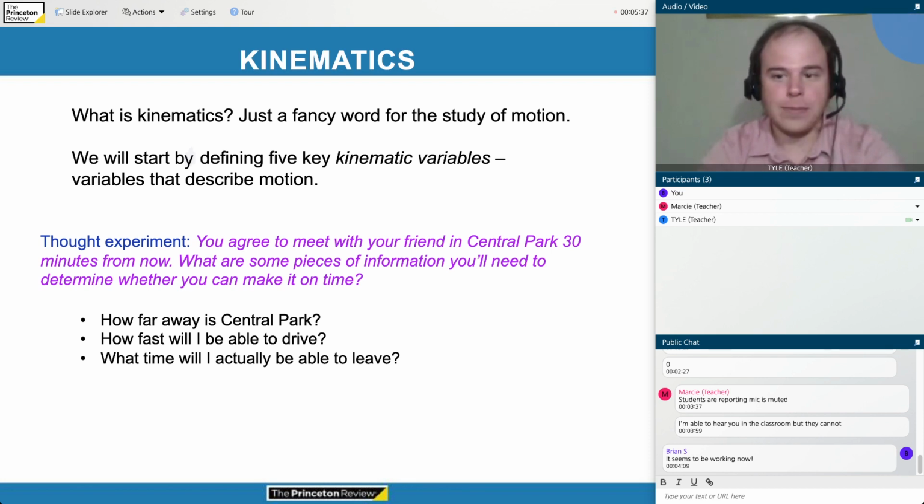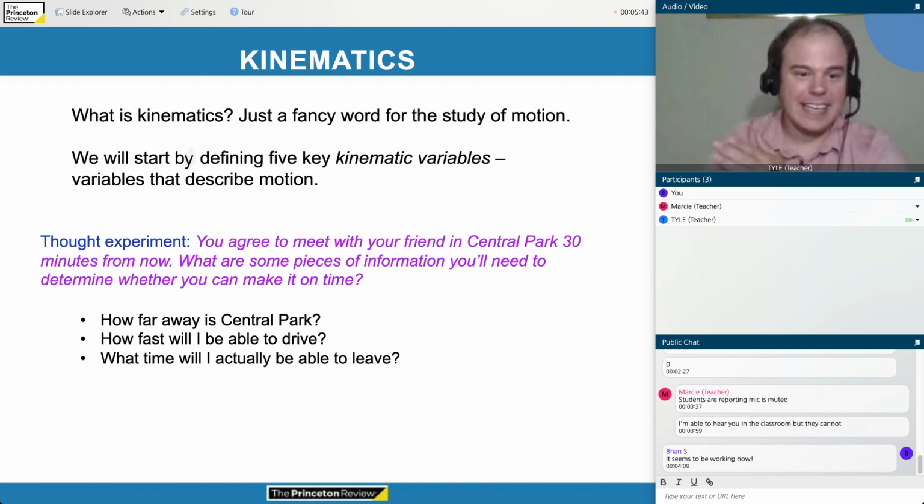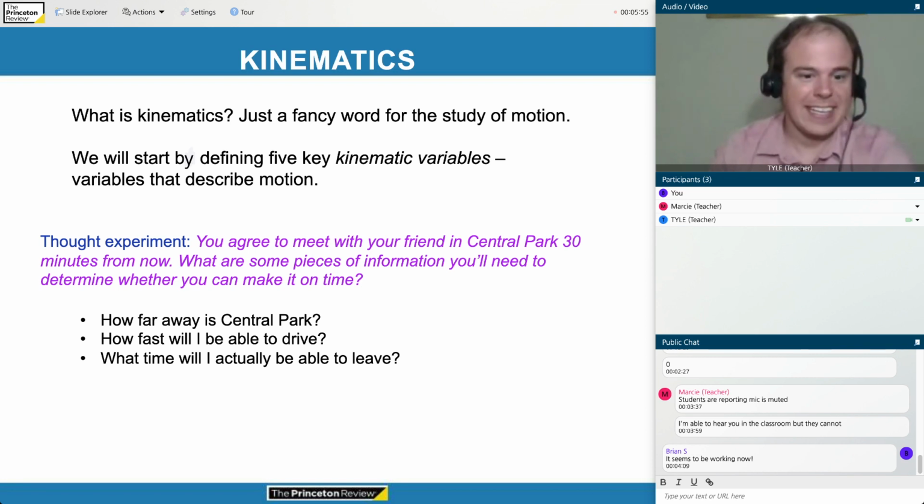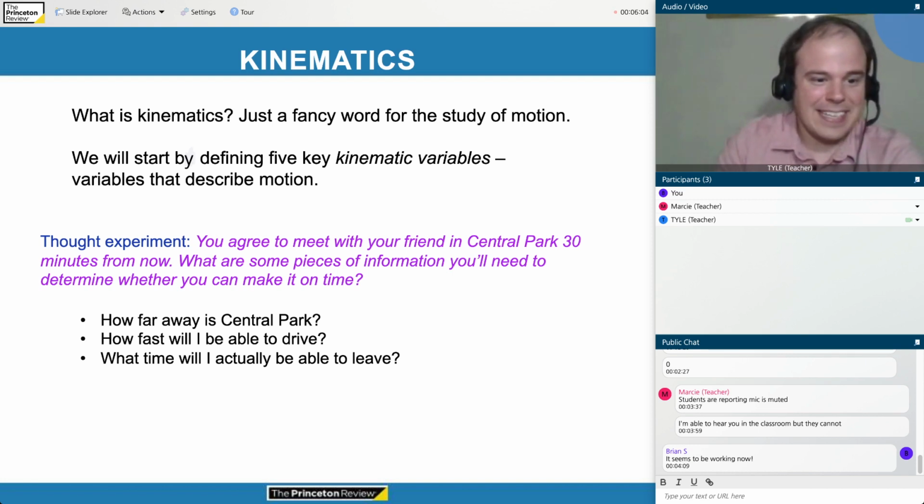How fast will I be able to drive? Taking into account not just the maximum speed, but also stoplights and getting stuck in traffic, things like that. And what time will I actually be able to leave? If I'm taking a bus, for example, will I need to wait 10 minutes until the next bus leaves? Or do I still need to gather my stuff and put on clothes before I head out the door? So those are some things to think about.